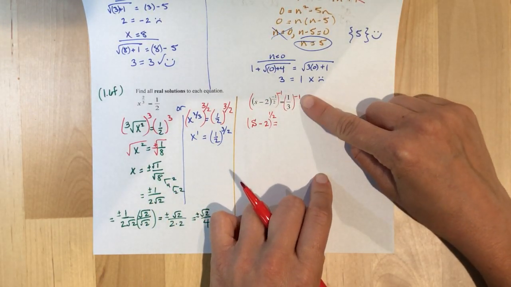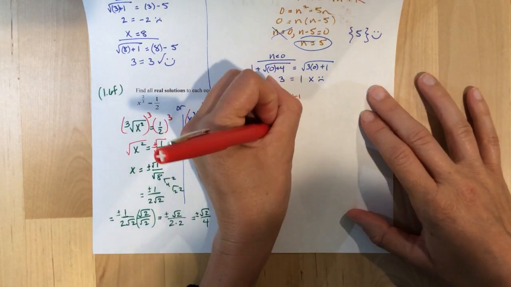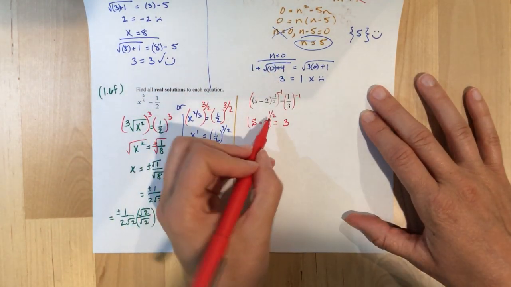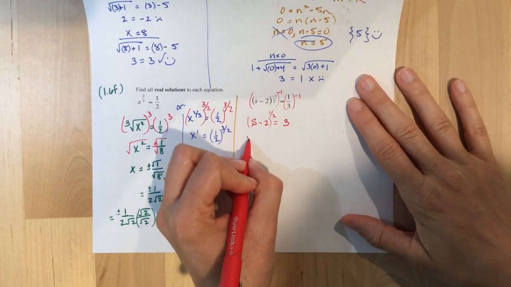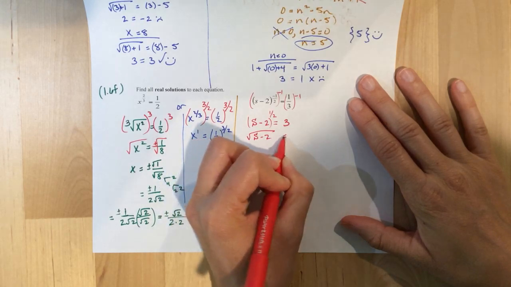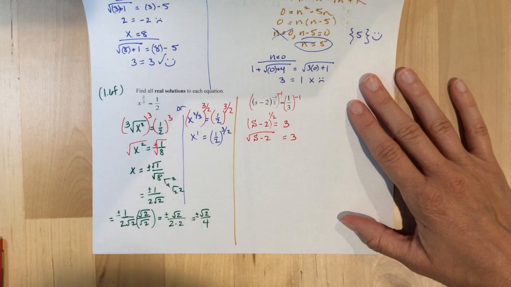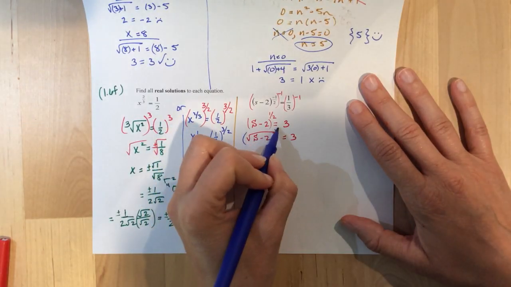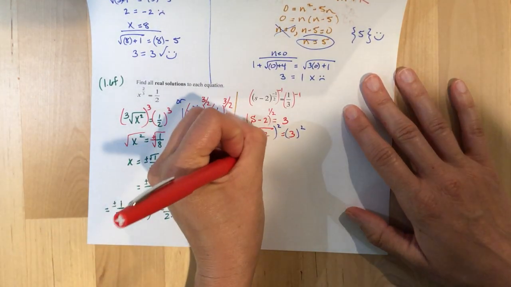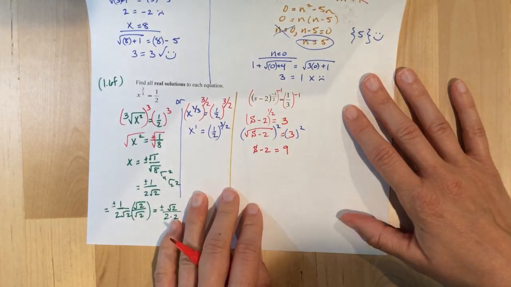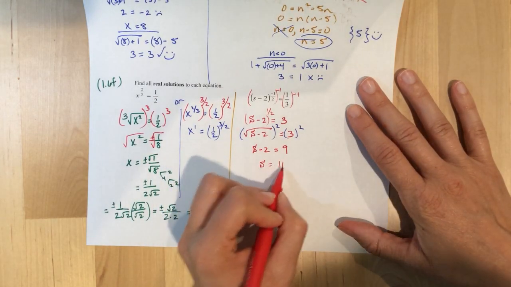And now 1/3 to the negative first is really just what? Flip it. It's just a 3. So s minus 2 raised to the 1/2 equals 3. 1/2 is really just the square root. And how do we undo square roots? We can square both sides, right? So I've got s minus 2 equals 9. Last but not least, add the 2. So s is equal to 11.